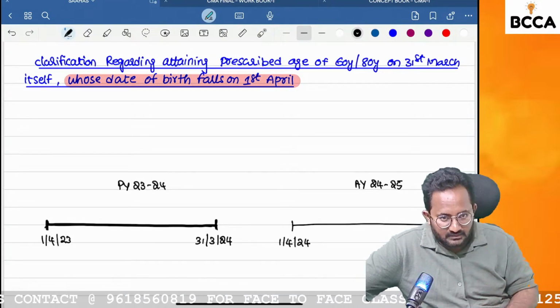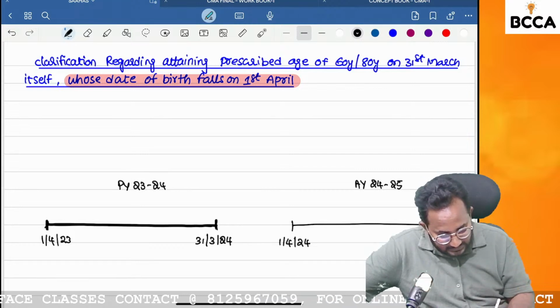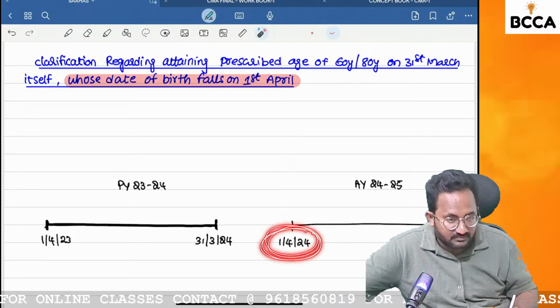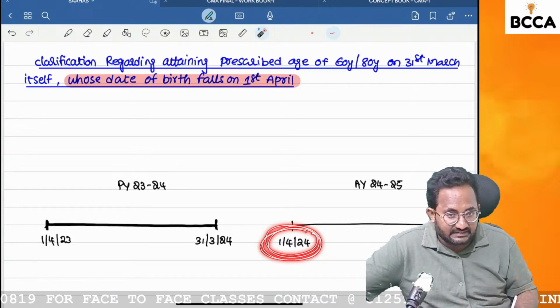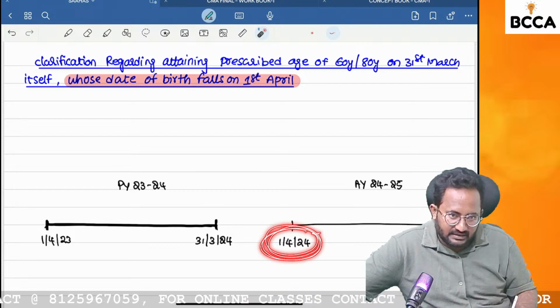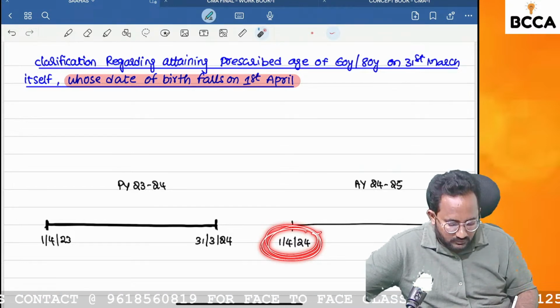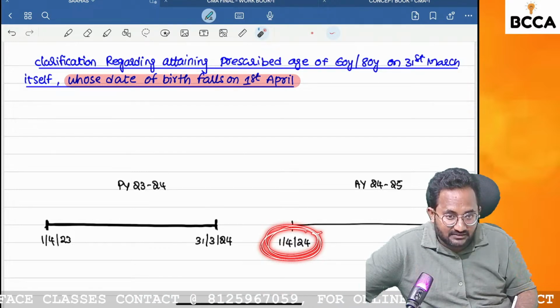Unfortunately, the 60th birthday or 80th birthday of some person falls on 1st April of an assessment year. Just one day late, he loses the status of senior citizen or very senior citizen. In one case it may be senior citizen, in another case super senior citizen. So this circular is applicable to those whose date of birth falls on 1st April.